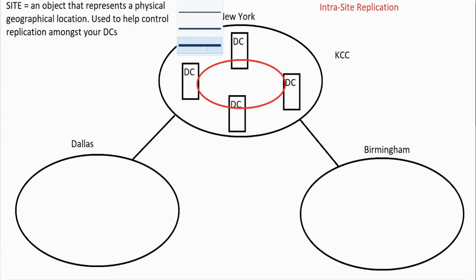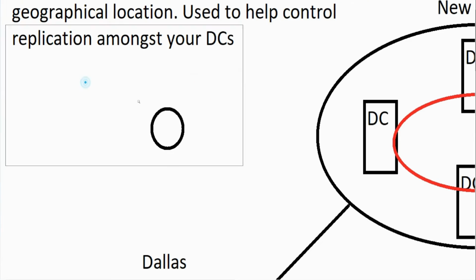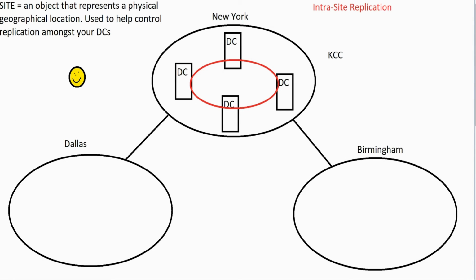So, for example, if I create a user account, let's say this little smiley face object represents a user account. If you created this user account on this first DC right here, within about 30 seconds this DC will contact its neighbor and say, hey neighbor, I've got a change for you. Do you need this change? And the domain controller will say, yeah, I don't have that change. So at that point, the user will get replicated over to that other DC.